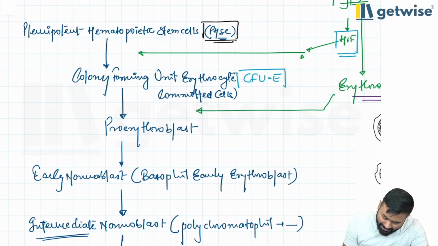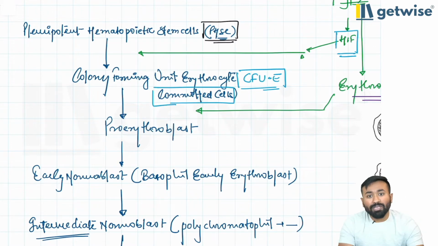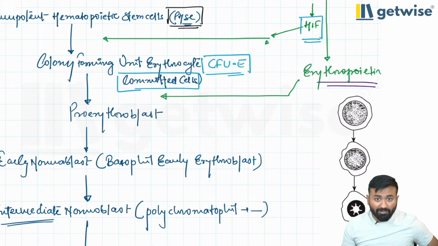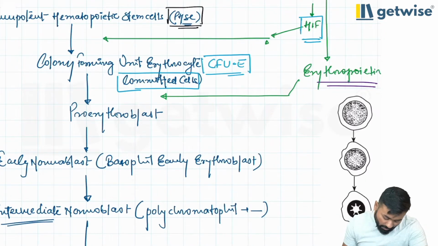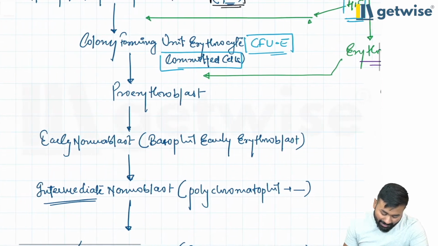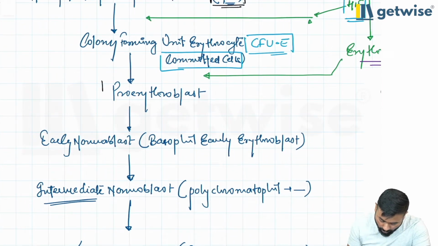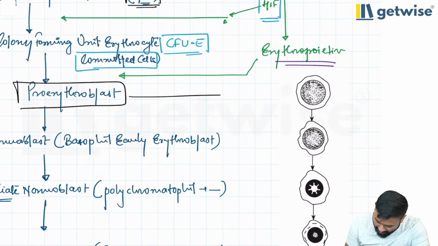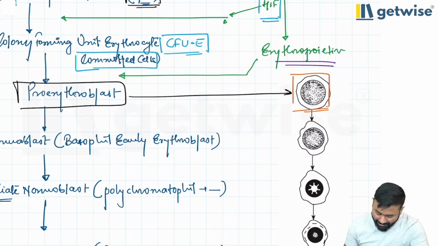These CFU-E are the first committed cell to the RBC. They can only form RBCs, they cannot form any other blood cells. And erythropoietin acts on the CFU cells. The next stage is the proerythroblast. You can see the image as well. You can see that the nucleus is very large and there is scanty cytoplasm.